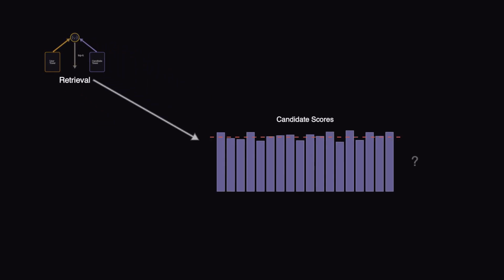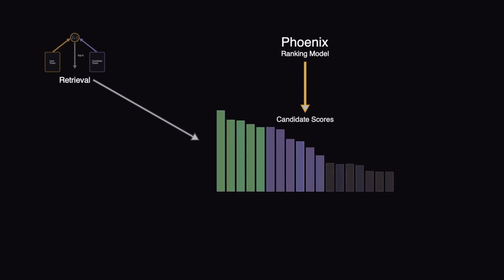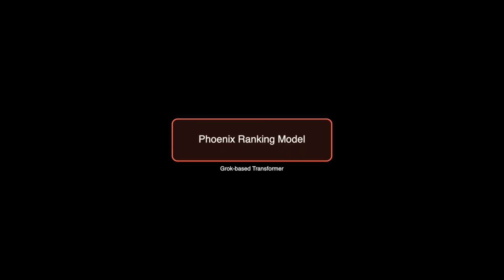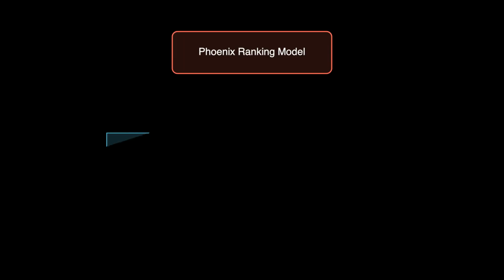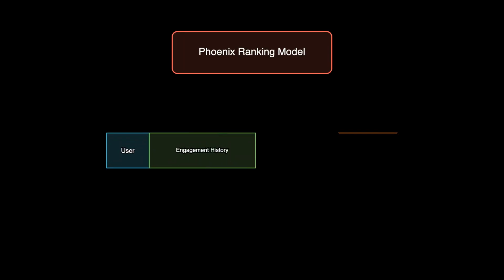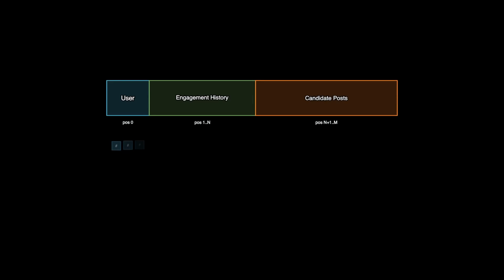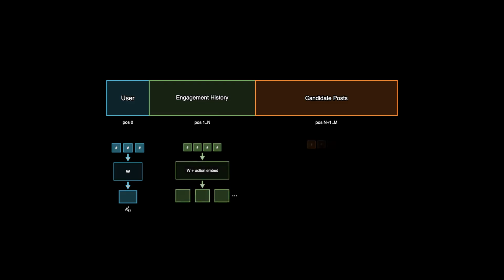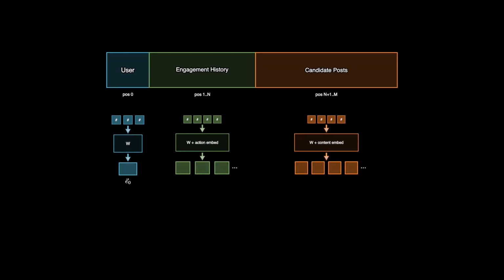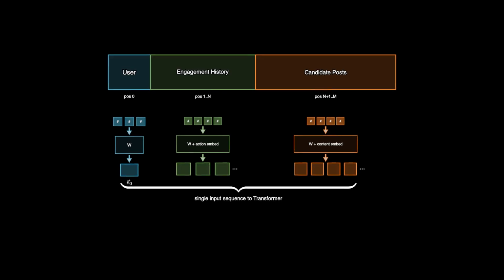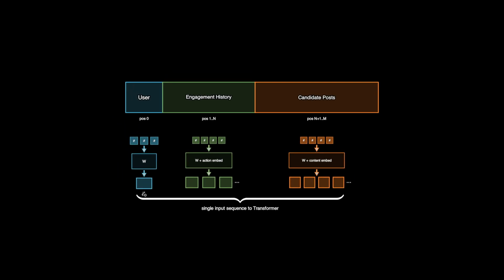To produce the final ranking, every candidate goes through the Phoenix ranking model, and this is where the most important design decision in the system lies. The Phoenix ranking model is a Grok-based transformer that takes three groups of inputs concatenated into a single sequence: a user embedding at position 0, then a sequence of your recent engagement history, and then the candidate posts to score. Each position is built by projecting multiple hash embeddings through learned projection matrices. History positions additionally include action embeddings, encoding which actions you took on each past post, like whether you liked, replied, or muted it, and product surface embeddings indicating where you saw it.